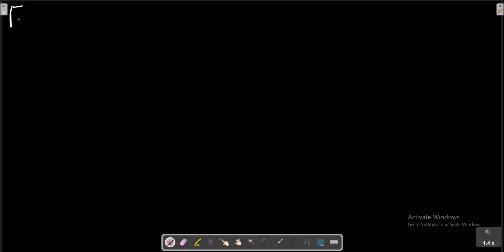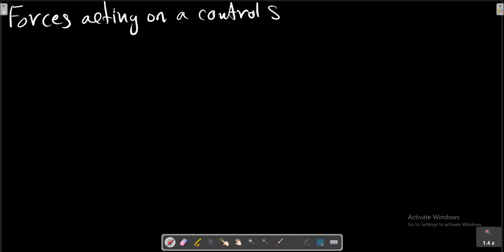Forces acting on a control surface. In the previous section, we considered the momentum equation for the control volume. We now wish to evaluate the net force on a control surface that causes this change in momentum.